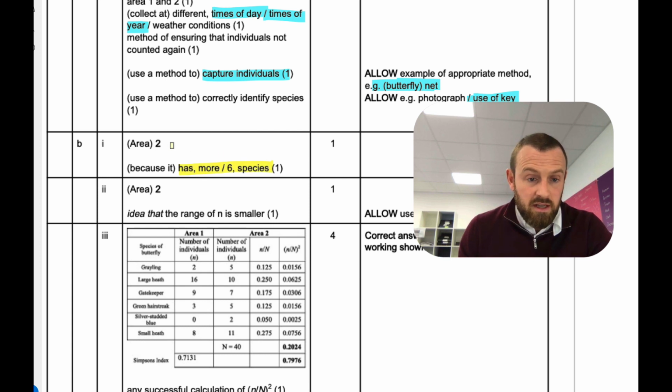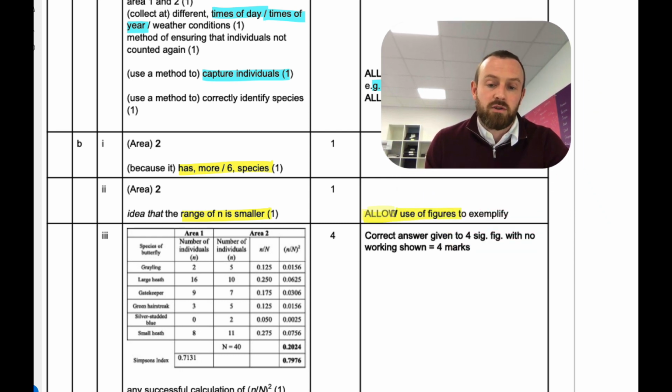It has more species. That's for the richness one. And for this one, it's the idea that the range of n is smaller. Okay, if you just used figures, you could have got that, but you might have said the range of the number of individuals is smaller, which would be a good way of saying it.